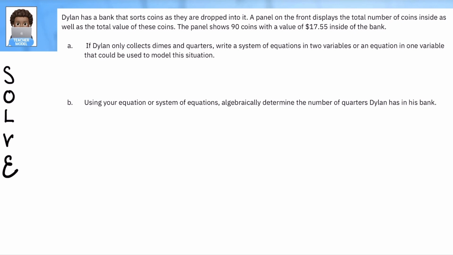Here's our first problem. Dylan has a bank that stores coins as they are dropped into it. A panel on the front displays the total number of coins inside as well as the total value of these coins. The panel shows 90 coins with a value of $17.55 inside of the bank. If Dylan only collects dimes and quarters, write a system of equations in two variables, or an equation in one variable that can be used to model this equation.